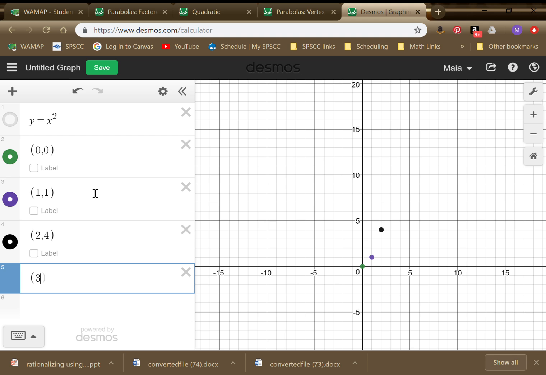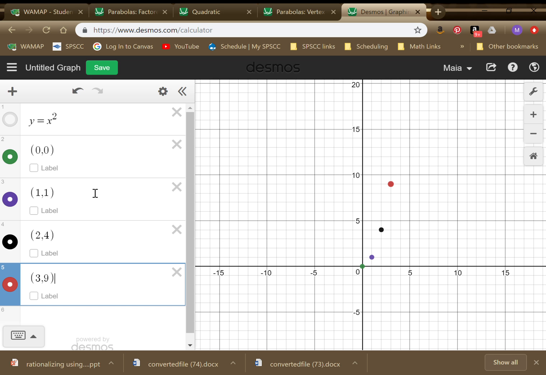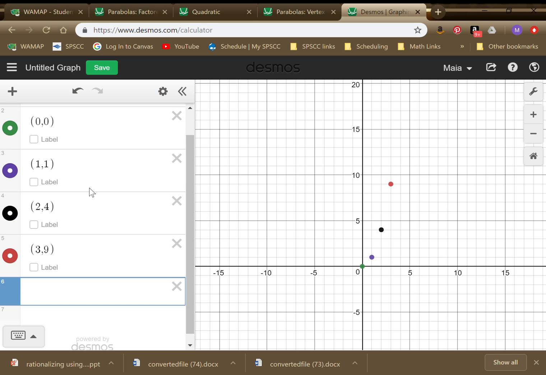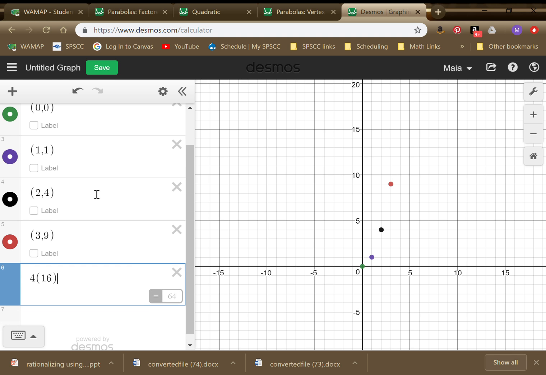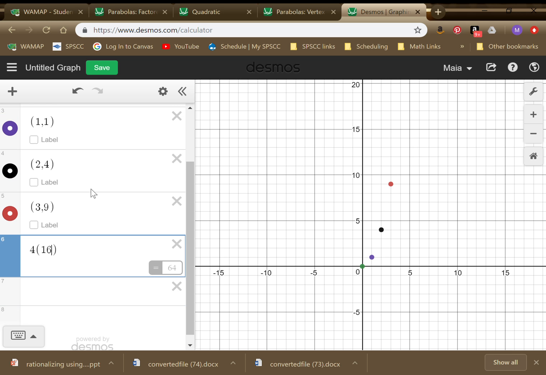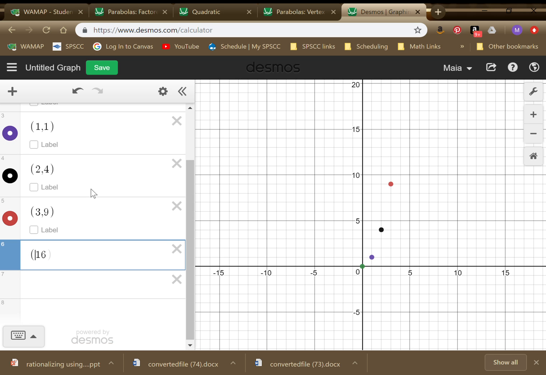When x is 3, y is 3 squared, which is 9. I'll do one more. When x is 4, y is 4 squared, which is 16. Oops. That doesn't look quite right. 4, 16. And we're getting a little bit of an idea of what's going on in quadrant 1, where x is positive and y is positive.